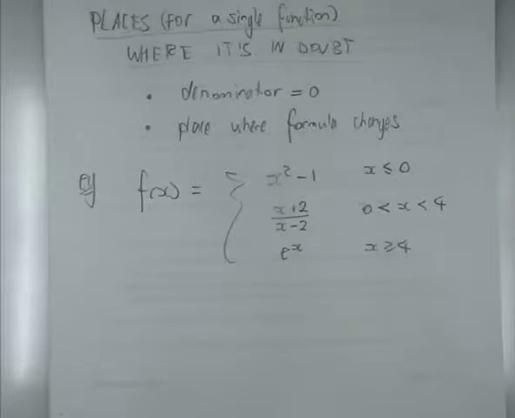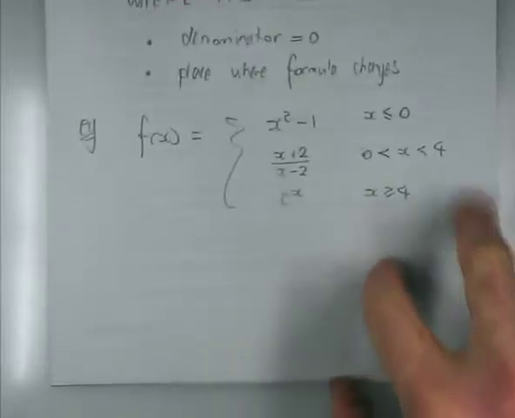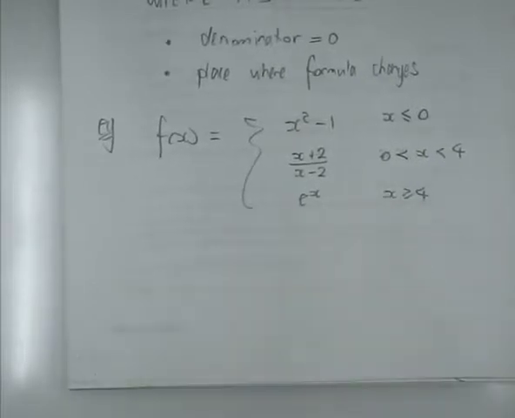So this function, I'll just shift it up a bit so there's not a fuzzy bit. There we go. x squared minus 1 when x is less than or equal to 0, (x plus 2) over (x minus 2) between 0 and 4, and e to the x when x is greater than or equal to 4.